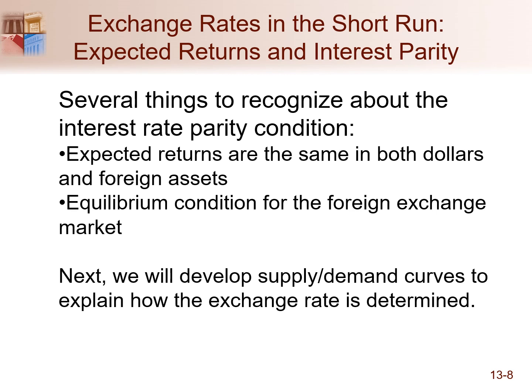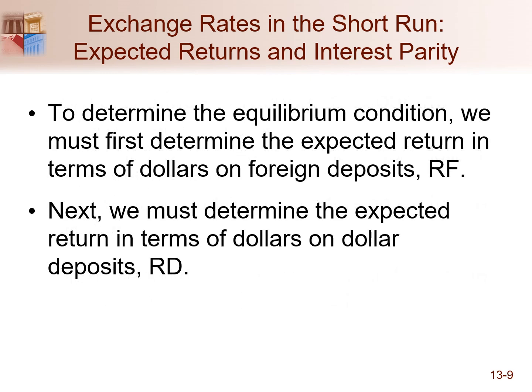Now, based upon all these assumptions, we will develop supply and demand curves to explain how the exchange rate is determined in the short run. To determine an equilibrium condition in the market, we have to determine the expected return in dollars on foreign deposits, how much you will be earning in dollars from foreign deposits. Then we determine the expected return in dollars on dollar deposits. Based on both of these, we will determine our demand curve.